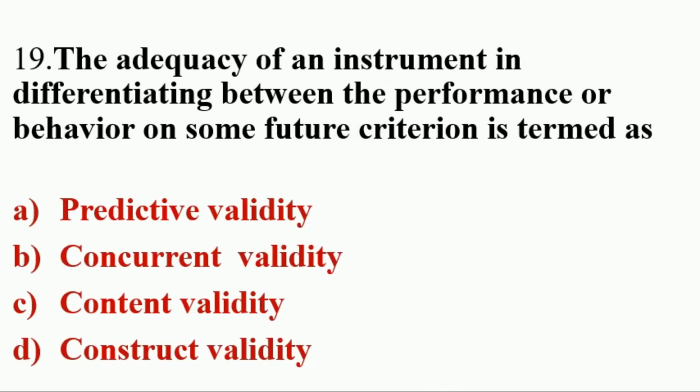Next question. The adequacy of an instrument in differentiating between the performance or behavior on some future criterion is termed as: options A. Predictive validity, B. Concurrent validity, C. Content validity, D. Construct validity. Answer is A. Predictive validity. So the adequacy of an instrument in differentiating between the performance or behavior on some future criterion is termed as predictive validity.